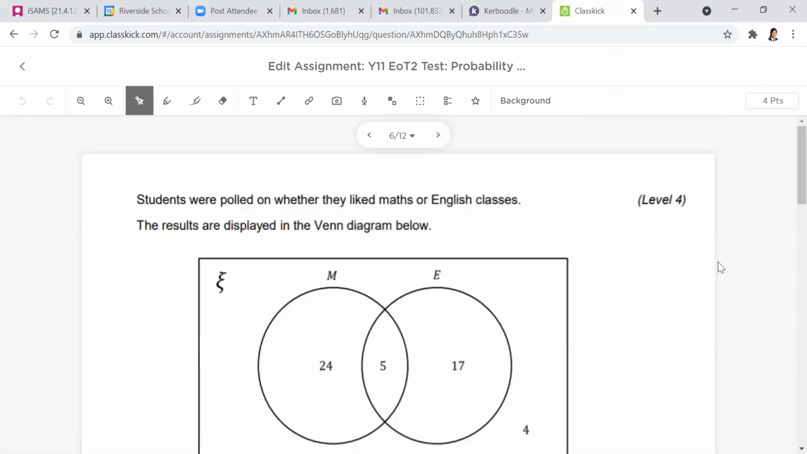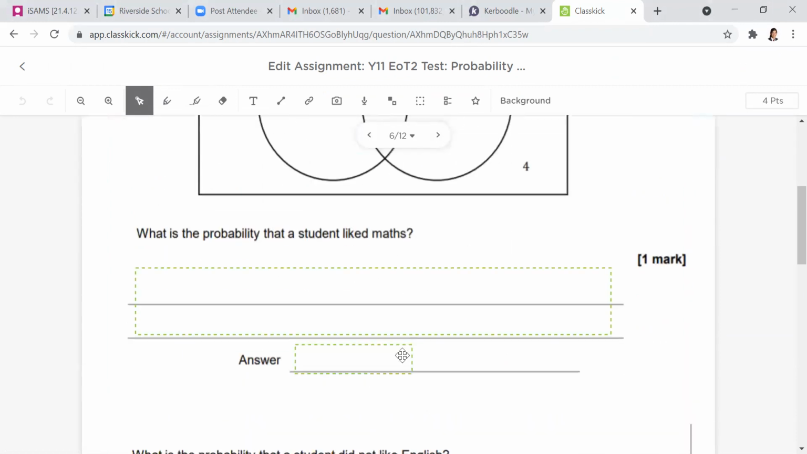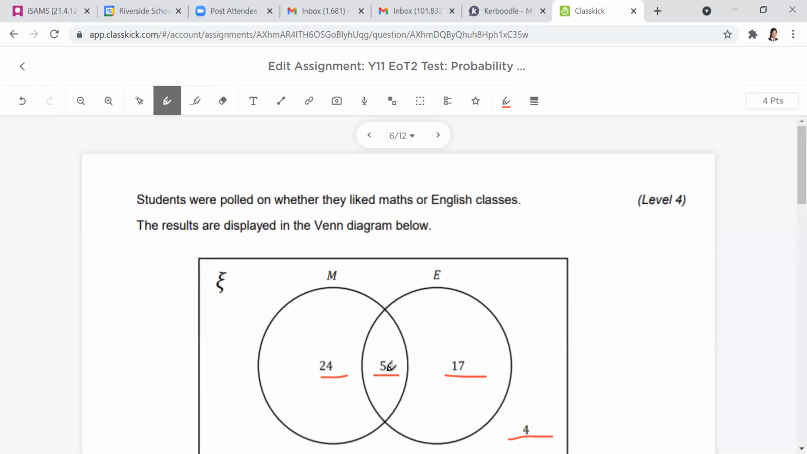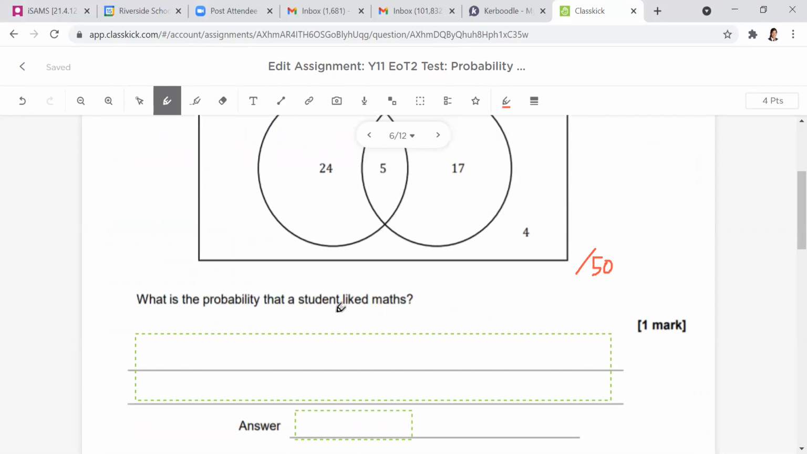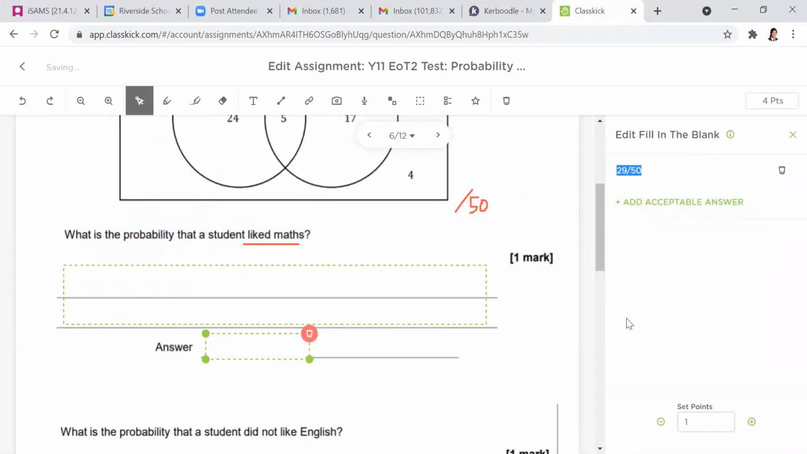Next question. Venn diagram probability question. Students liked maths. Well, this was good. You just have to add up the four numbers to find out how many students were surveyed. So 29 plus 17 is 46. 46 plus 4 is 50. So number of students is out of 50. What is the probability the student liked math? I look in the M circle, 24 plus 5 divided by 50, 29 out of 50.